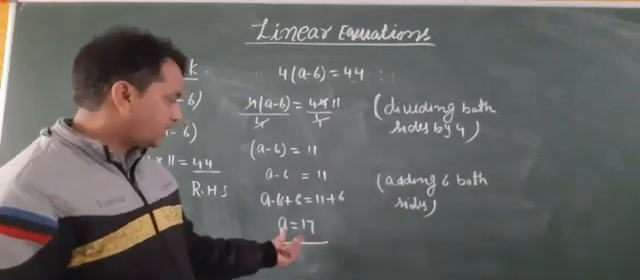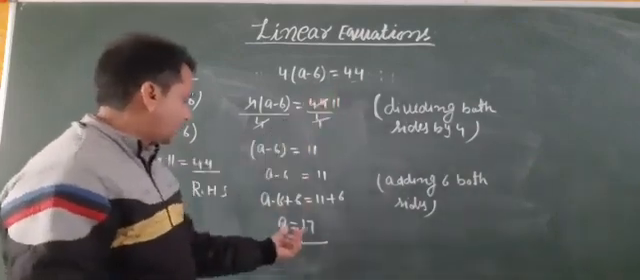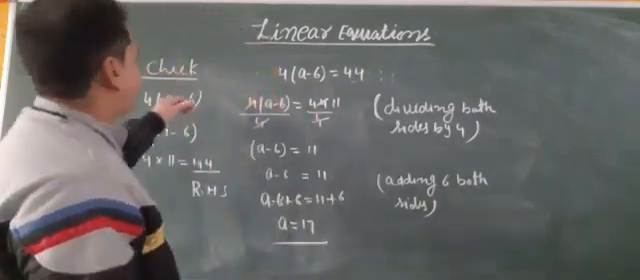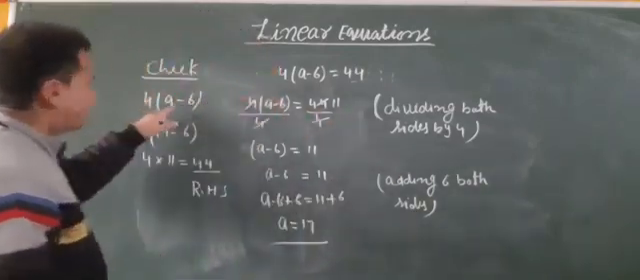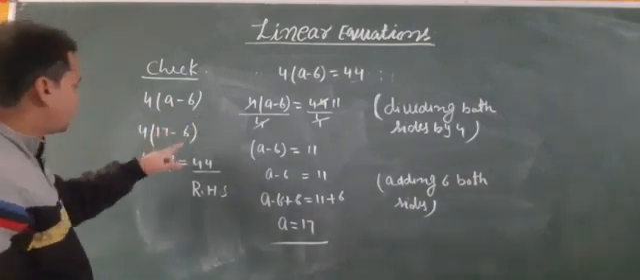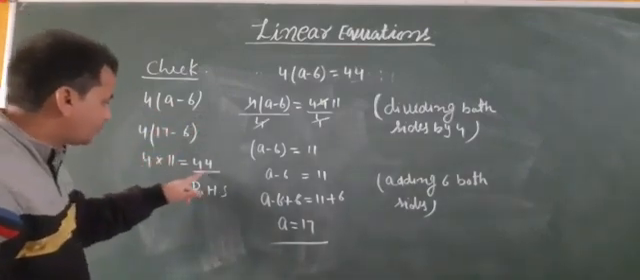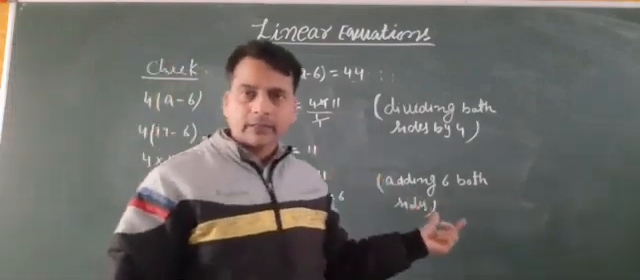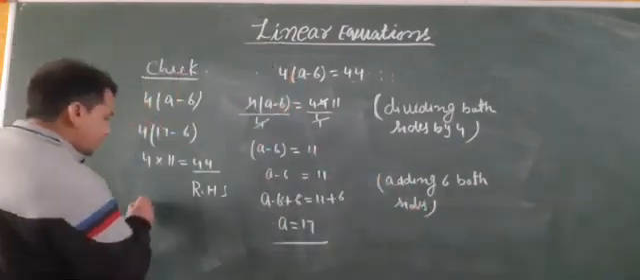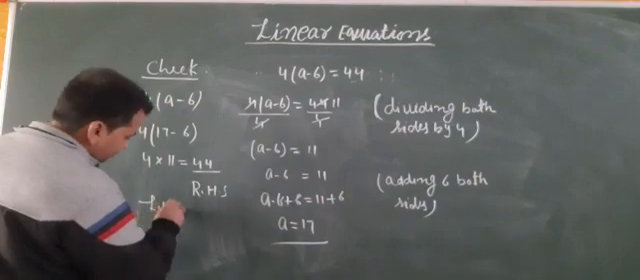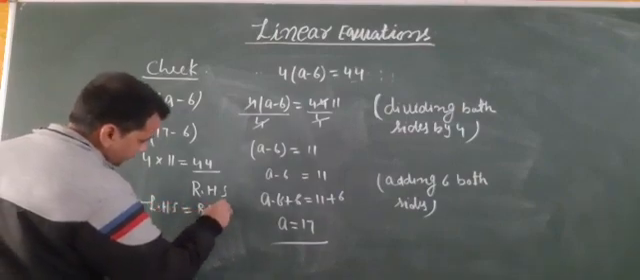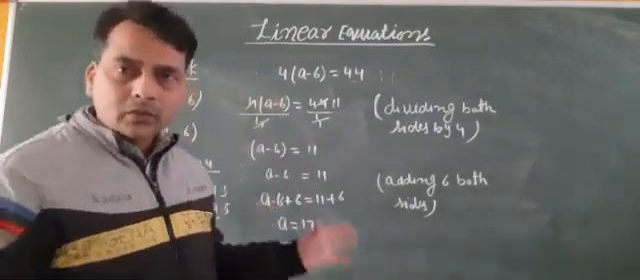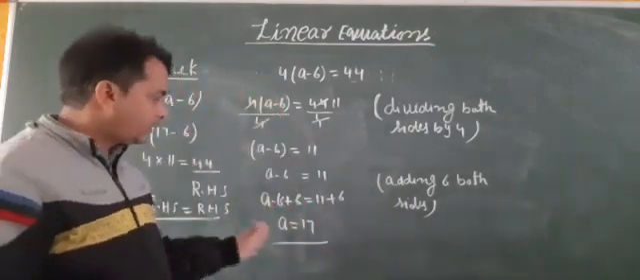a equal to 17. Put the value of a equal to 17 in the left hand side, 4 bracket a minus 6. Then 17 minus 6 equal to 11. 4 into 11 is 44, and this value is also the same as the right hand side. So LHS equal to RHS, left hand side equal to right hand side. So your answer is right here.